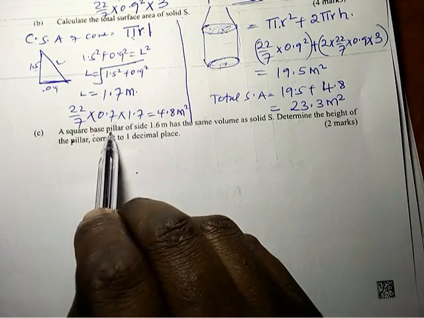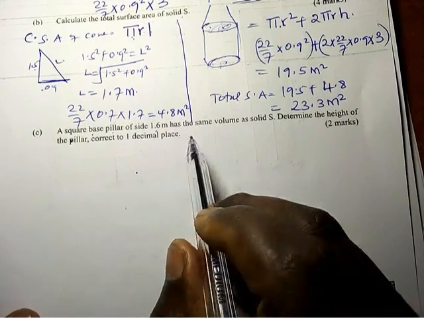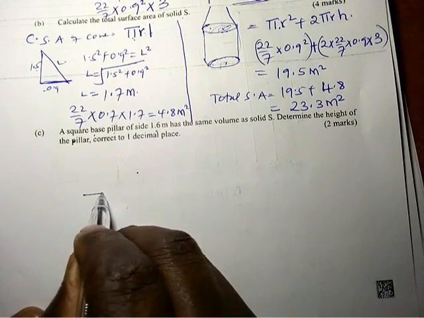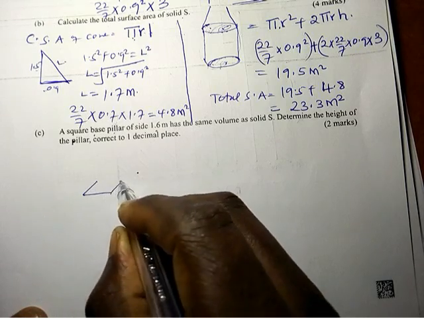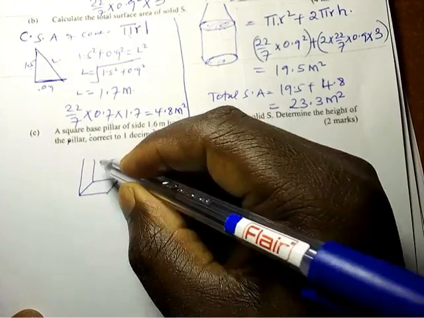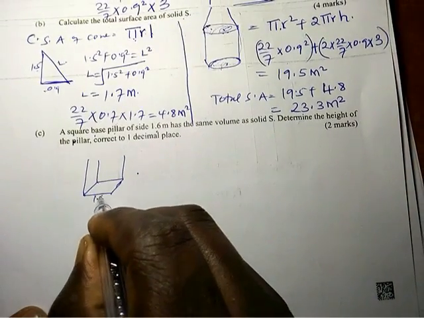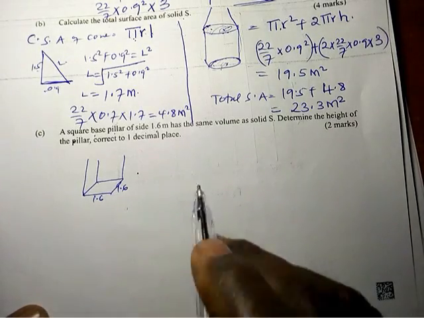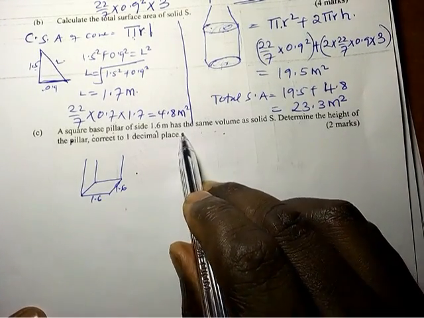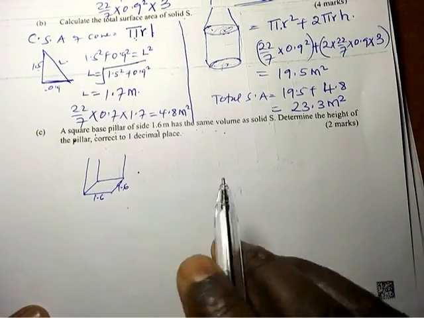A square base pillar of side 1.6, 1.6, a square base. So the square is the base. That is a pillar. It has the same volume as solid S. Determine the height of the pillar. So they have the same volume.